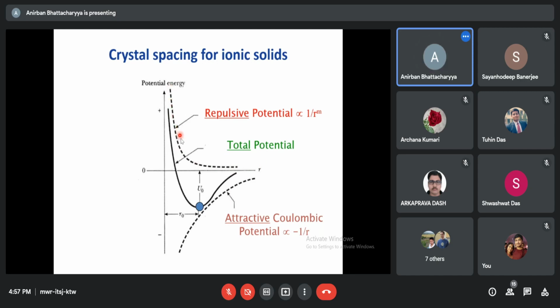Can you see this? This is the repulsive, this is the attractive. And as you know, energy is added, right? If there are two different sources of energy, the total energy is the sum of the energies. So the sum of the energy, can you see? It looks like this. So at shorter distances, the repulsive force dominates. As you go to higher distances, the attractive force dominates. And at very large r, it is zero.